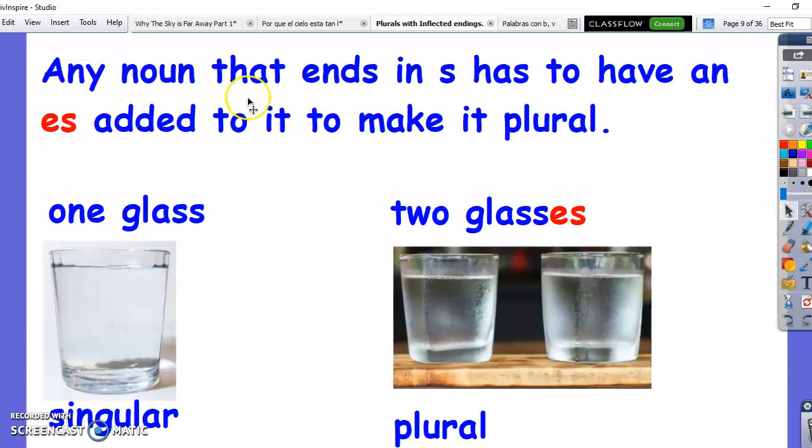So here's the rule. Any noun that ends in s has to have an es added to the end to make it plural. Here, singular is one glass. The plural is 2 glasses. There's the es instead of s. So again, the rule is anytime a word ends with s, the plural needs an es on the end.